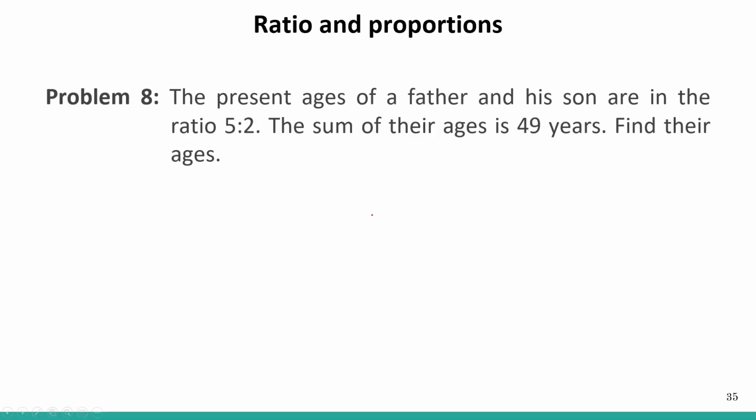The present ages of a father and his son are in the ratio 5:2. The sum of their ages is 49 years. Find their ages. Okay. What we have here is the ratio of the age of father and son. The sum of their ages is 49. If we assume the common factor to be X, then 5X plus 2X becomes 49. So this implies that 7X becomes 49. So X becomes nothing but 49 by 7, which is equal to 7.